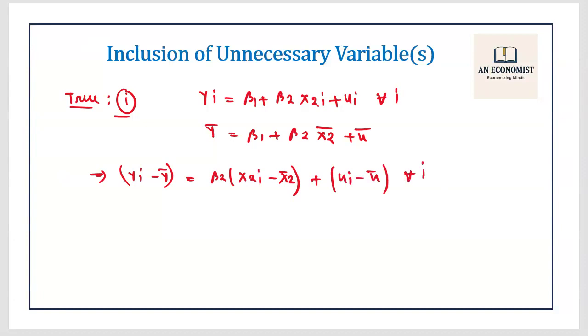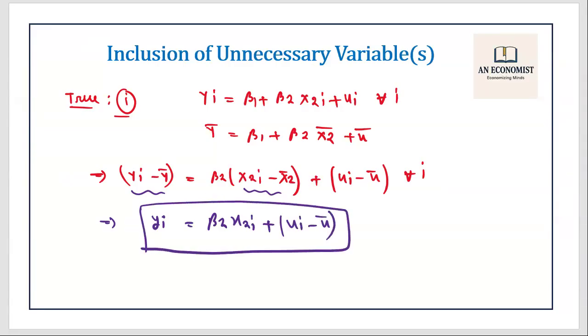Now, as usual, what we do, we convert it into the deviation form. So deviation form means writing in the small letters. Small yi equals capital yi minus capital y bar. So this is the deviation. This is again a deviation, this is small x2i, small x2i, and this will be as it is, ui minus u bar. So this is the true model in the deviation form, right? This is our true model in the deviation form.